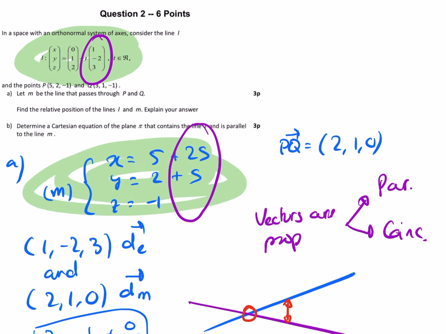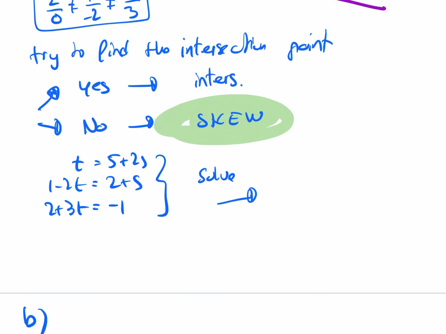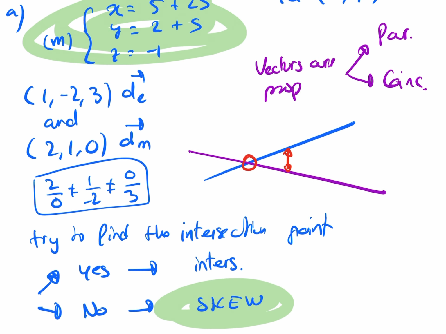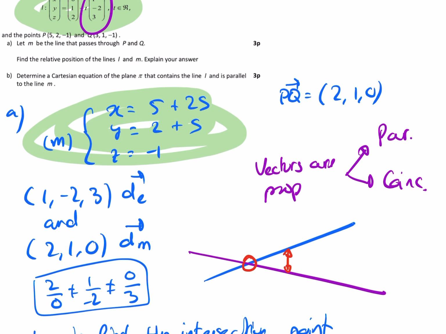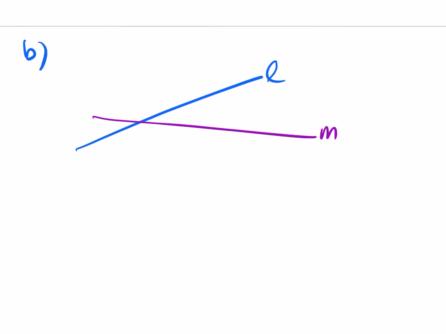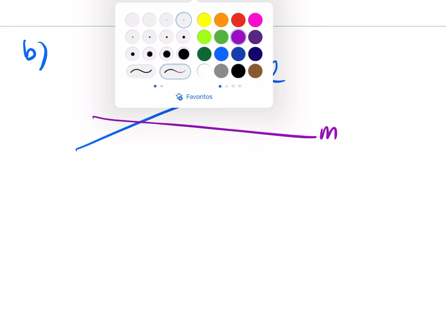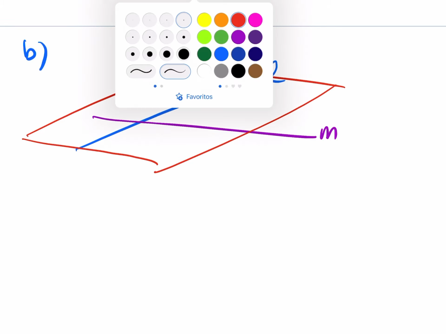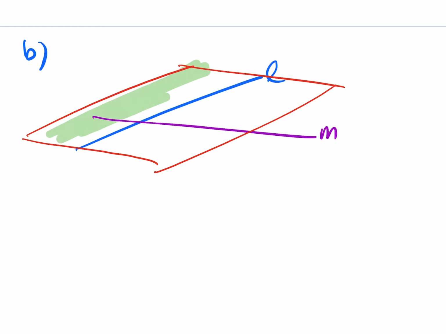Question B states here, determine a Cartesian equation of the plane that contains line L and is parallel to line M. So a plane that contains one line and is parallel to the other one. We've got line L and we've got line M, and our plane has to contain line L and be parallel to line M. So the plane we're looking for, it's a bit difficult to see, but the plane we're looking for is this one. This plane here.